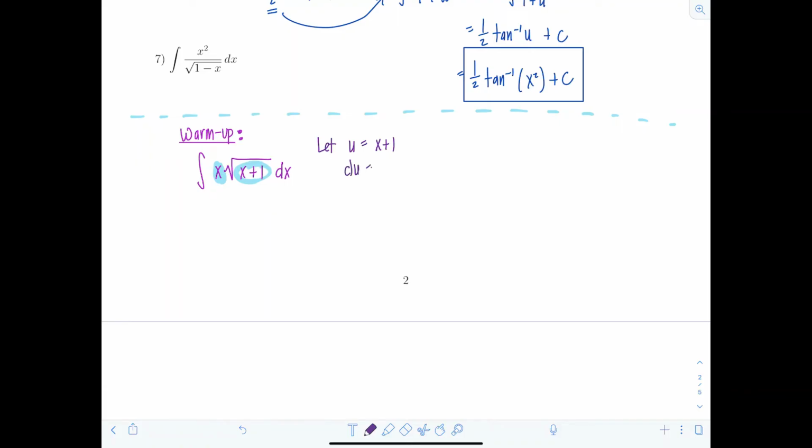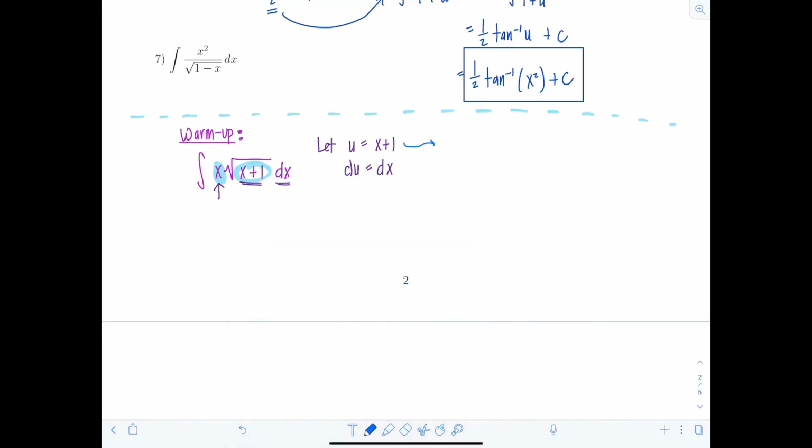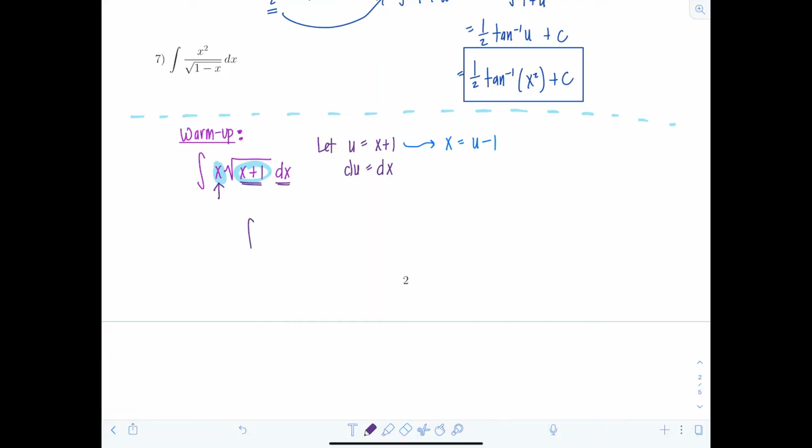Now, du is dx. Okay, that's good. So this part's taken care of. That's going to be rad u. This is going to be du. But what about this x I'm stuck with? Well, look, you got to do something kind of slick. Since u is equal to x plus 1, that means x is equal to u minus 1, right? So now I can rewrite my integral entirely in terms of u's. So I'm going to replace the x with u minus 1. Rad x plus 1 is going to be rad u, and dx is du.